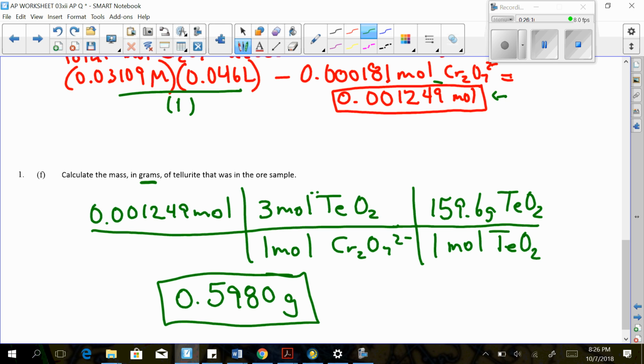And that last one was worth 2 points. 1 point for the appropriate mole-to-mole ratio, or for the correct molar mass, and then 1 point is for the right answer. So you got 1 point for either this or that, and then 1 point for the correct answer at the end. Okay, great.